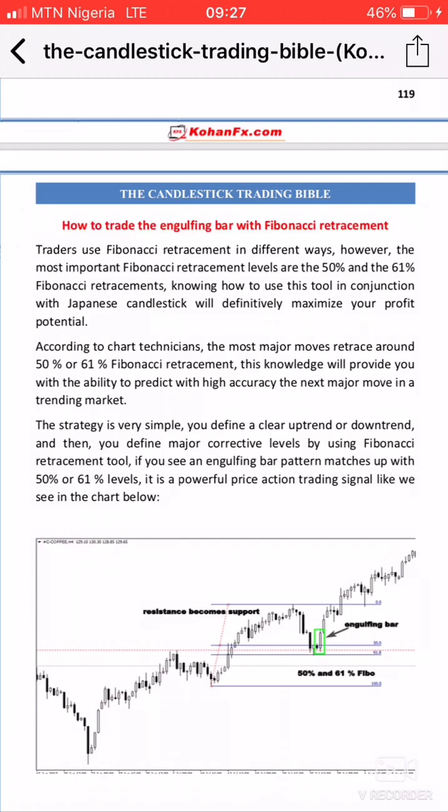You define a clear uptrend or downtrend. Then you define major corrective levels by using the Fibonacci retracement tool. If you see an engulfing bar pattern matched up with the 50% or 61% levels, it's a powerful price action trading signal, like we see in the chart below.